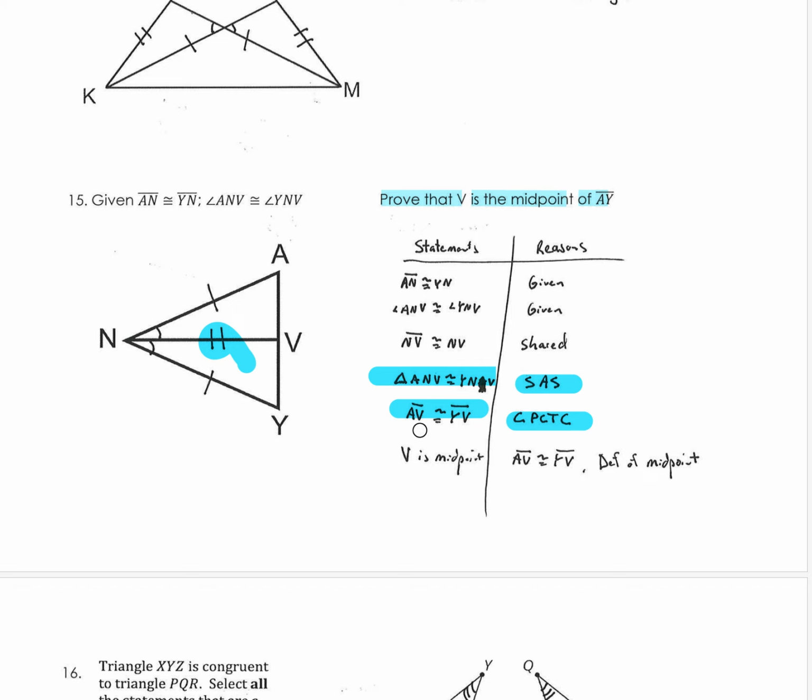But if AV is actually congruent to YV, doesn't that mean that V has to be the midpoint? And so our last sentence is always what we want to prove. V is the midpoint. How do we know that? Definition of midpoint. I just proved to you that AV is congruent to VY. That proves that V is, in fact, the midpoint. So I think this is probably our only example where the last step isn't CPCTC.